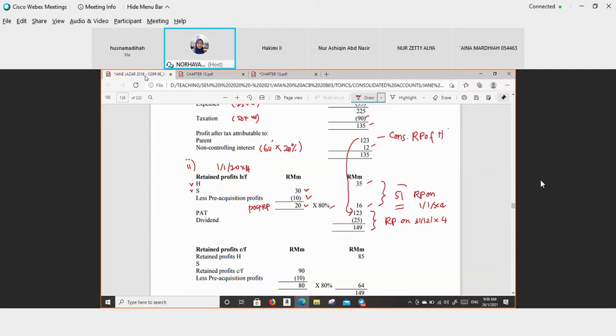And then you minus dividend of Hill only. This one very important. Student selalu salah. This is the group retained profit tau. So you take out the dividend for parent only. So you ambil parent punya je lah.